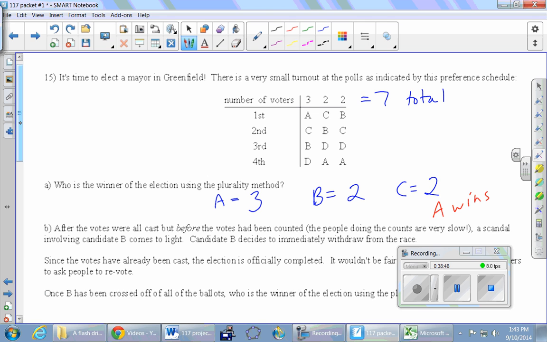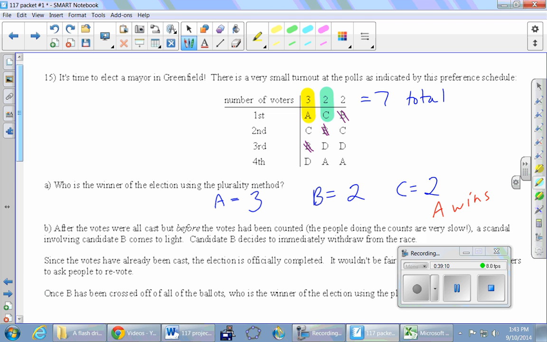Okay, so we've already voted. We can't ask people to go out and vote again. But B, because of this scandal, has decided to withdraw on their own accord. So just cross the B's off. And we're still doing plurality. Who gets the first 3 votes? A gets those 3. Who gets the next 2?